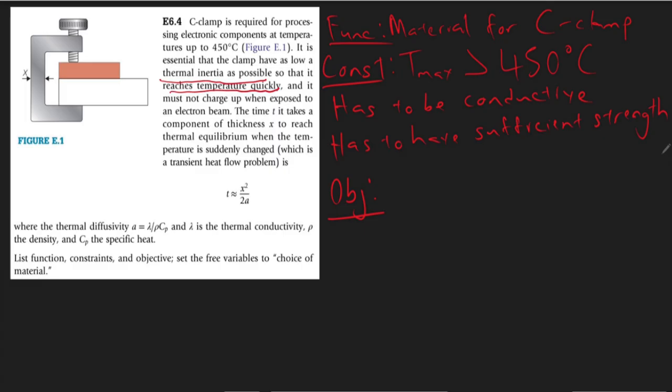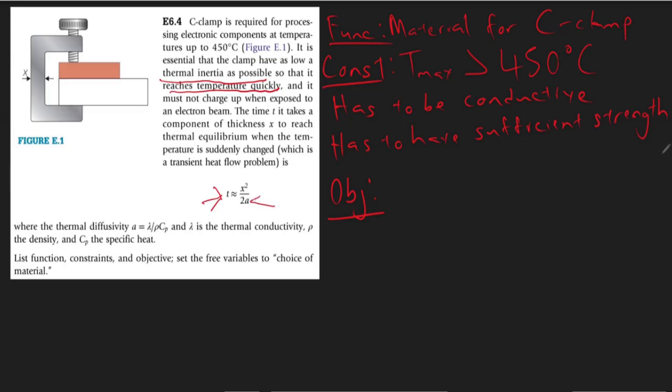So for the objective, if you look here, they said let us reduce thermal inertia. We are trying to reduce thermal inertia as low as possible. But in order to do this, the temperature has to get to the equilibrium temperature as quickly as possible. So we need to increase this value. Sorry, we need to reduce T, the time that it takes to get to the equilibrium temperature. We need to reduce it as low as possible.